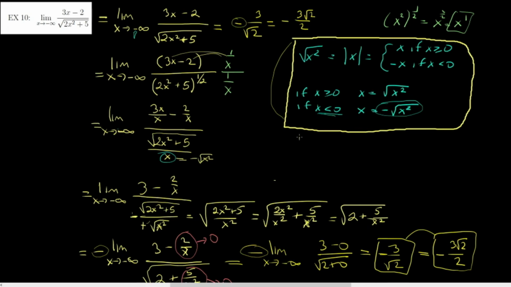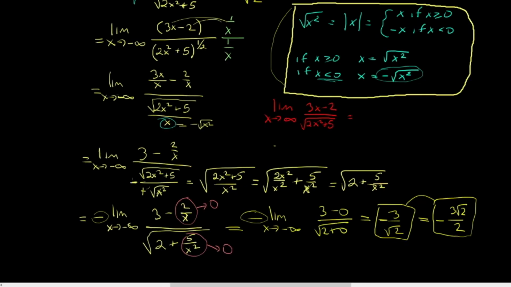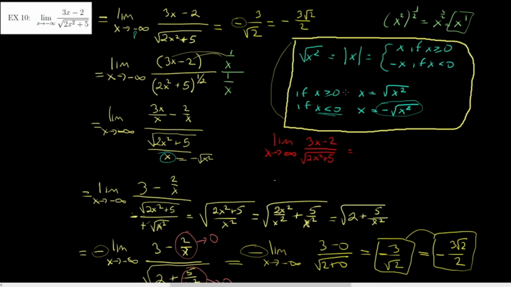If we were going to positive infinity, let's treat that as a separate example here. If we're going to say the limit as x goes to positive infinity of the exact same expression, 3x minus 2 over the square root of 2x squared plus 5, well, I think rather than go through this whole thing again, we can say pretty easily that the only difference is that if you're going to positive infinity, then you're doing when x is greater than 0. In other words, you're changing x to the square root of x squared. You're not going to get this negative sign here. It's just going to be positive 3 over square root of 2, or if you rationalize the denominator, 3 square root of 2 over 2.